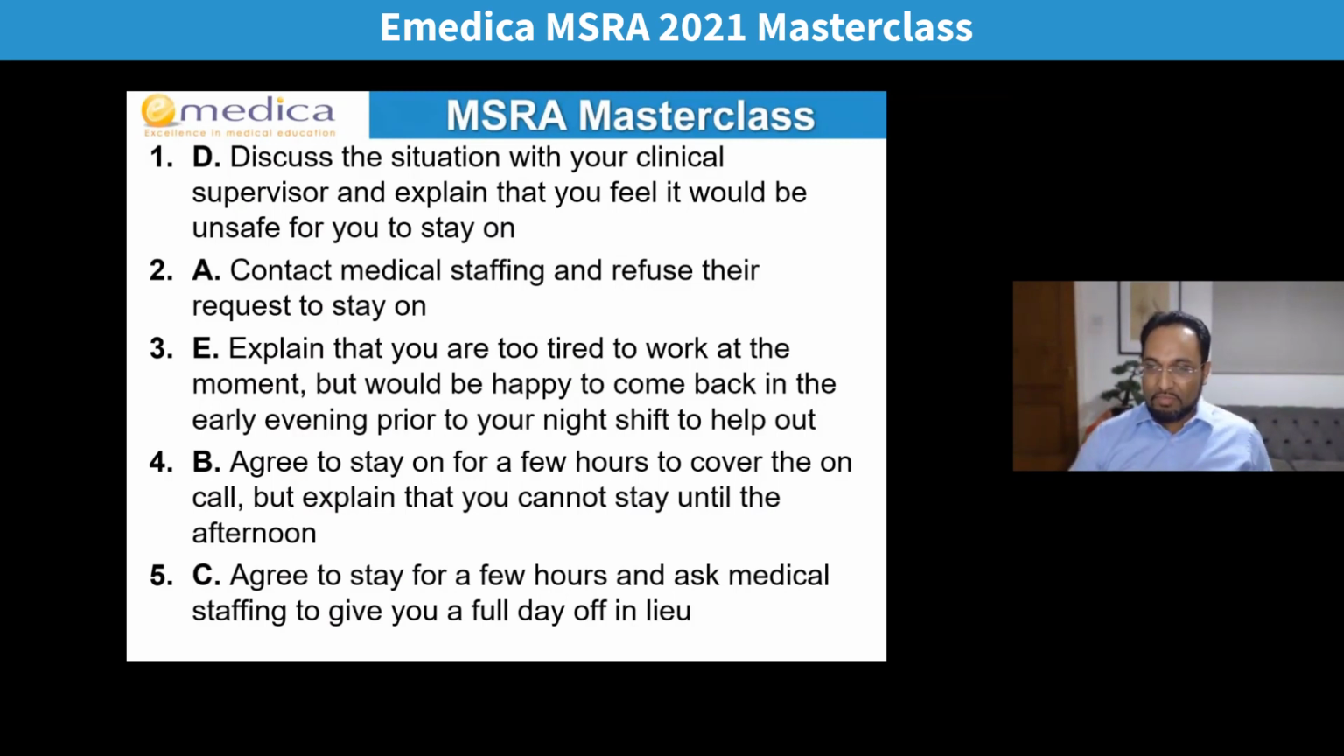Okay, so the difference is that in both B and C, you're being dangerous. That's a negative. But in B, at least your motivation is not about personal gain, whereas in C, you're saying, look, I'll do a few hours, but I want you to give me a full day back later. You're trying to make personal gain out of an emergency situation, which you shouldn't do. Do you see the difference?